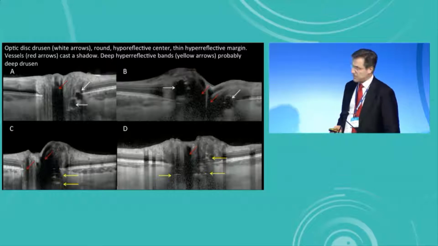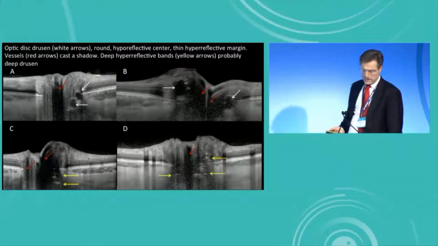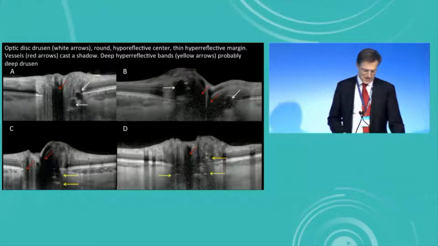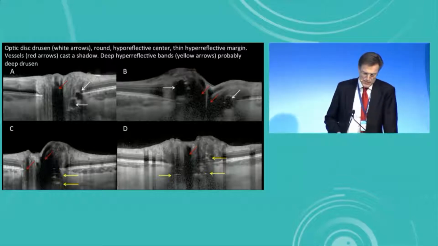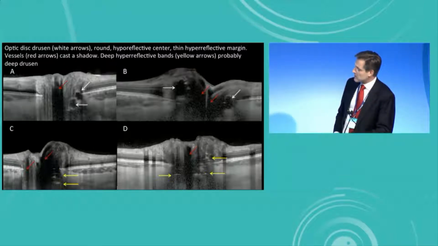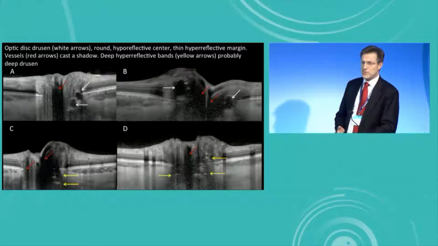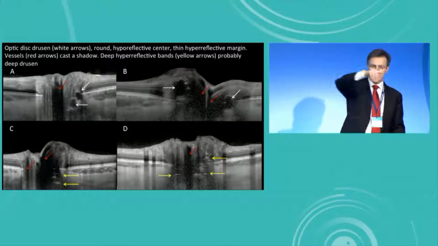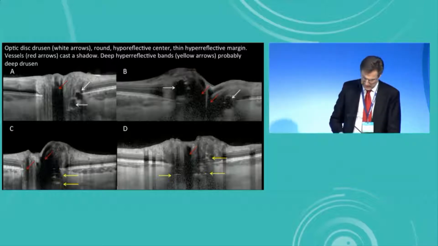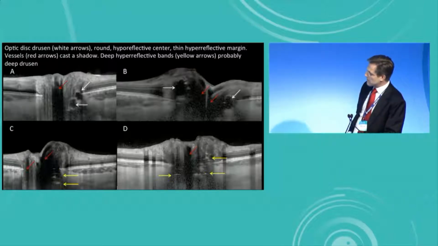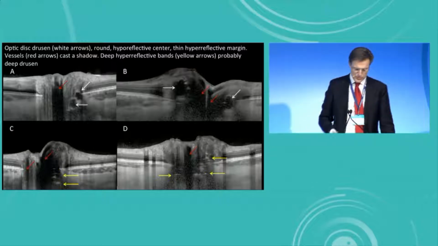First, here are some examples of how you can identify optic disc drusen on an OCT. As the text says, they are round and have a hyperreflective center and a thin hyperreflective margin. They are sometimes obscured by vessels, because vessels cast a very big shadow if they have an oblique course across the image, because that throws off the reflection from the erythrocytes away from the line of inspection. And finally, deep in the optic nerve head, you can find hyperreflective bands, as indicated by the yellow lines here, and they are believed to represent deep drusen.